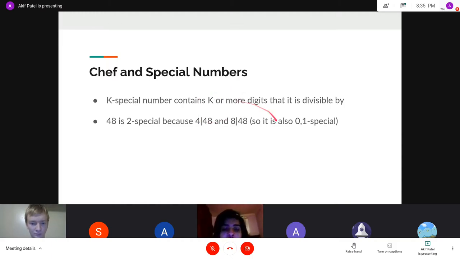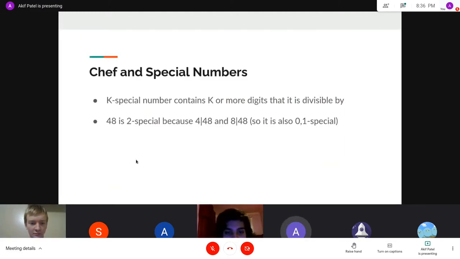So it's 0 special because it certainly contains 0 or more digits that it's divisible by. And it contains 1 or more because it contains 4, so it's divisible by 4, so it's also 1 special. Everyone understand what k special means?